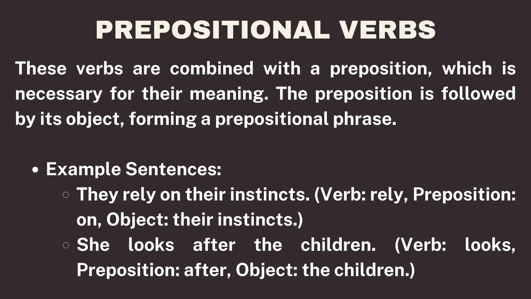Lastly, we have the prepositional verbs. These verbs are combined with a preposition, which is necessary for their meaning. The preposition is followed by its object, forming a prepositional phrase. Examples are, they rely on their instincts. The verb rely has the preposition on and the object their instincts. Second example, she looks after the children. The verb is looks, the preposition is after, and the object is the children.